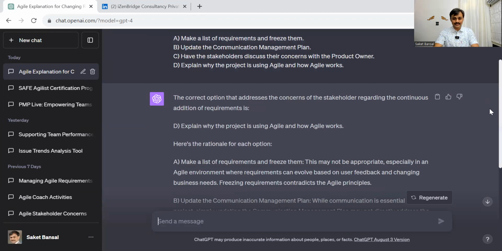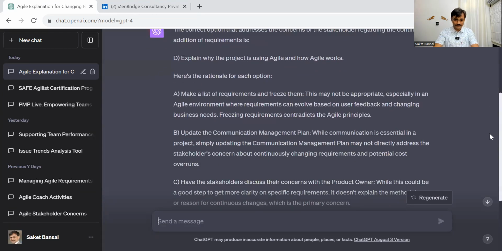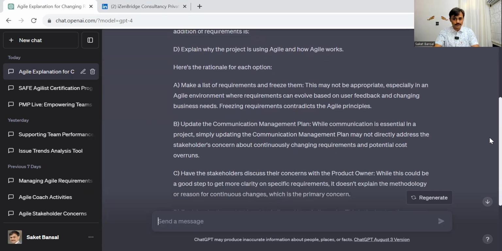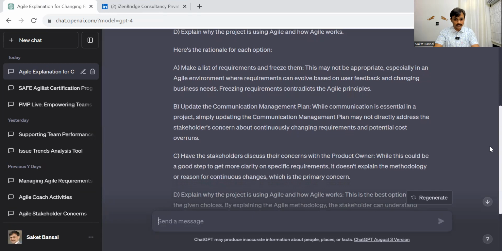And it tells that, okay, this is a good option, and why you should go with it. ChatGPT has its own explanation, because making a list of requirements and freezing them is not going to be appropriate, especially as you might be working in an agile environment. Communication is good, but this is not directly addressing the stakeholder's concern.